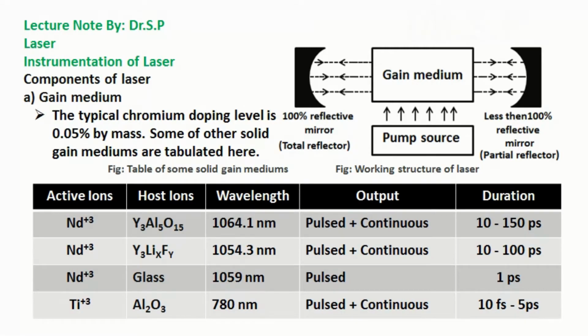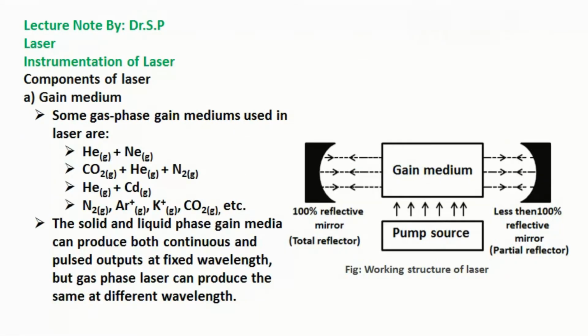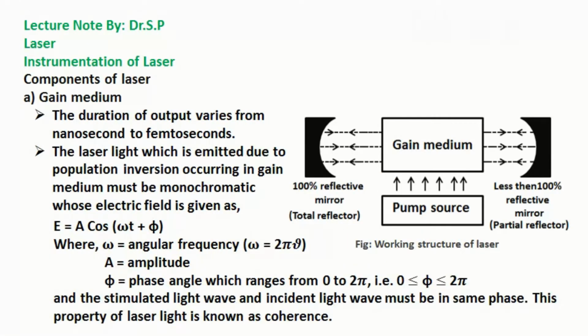Some of the other solid gain mediums are tabulated here. Some gas phase gain mediums used in laser are the mixture of helium and neon gas, the mixture of carbon dioxide, helium, and nitrogen gas, the mixture of helium and cadmium gas, and the gases nitrogen, argon, potassium, carbon dioxide, etc. The solid and liquid phase gain media can produce both continuous and pulsed outputs at a fixed wavelength, but gas phase laser can produce the same at different wavelengths. The duration of output varies from nanoseconds to femtoseconds.